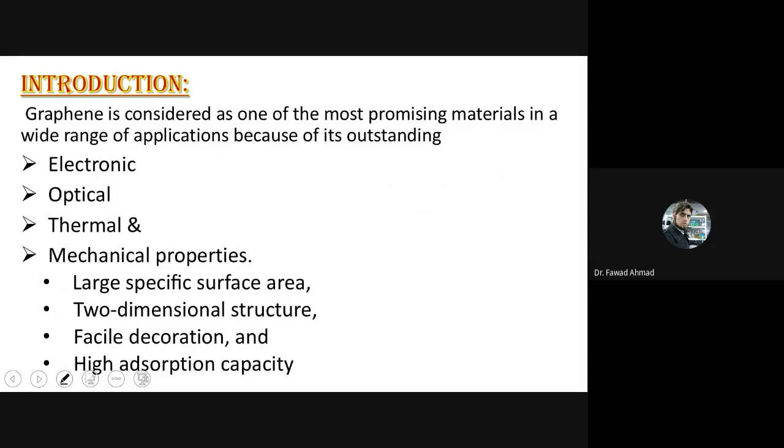Just to remind you, we have a two-dimensional structure, and that is graphene. Most of its area comes in contact with our reaction sites or chemicals, which is why it is very important. It also allows facile decoration; we can decorate anything on that surface. Whenever a surface has a high surface area and is two-dimensional, it can easily come in contact with our chemicals, and of course it has high absorption capacity.